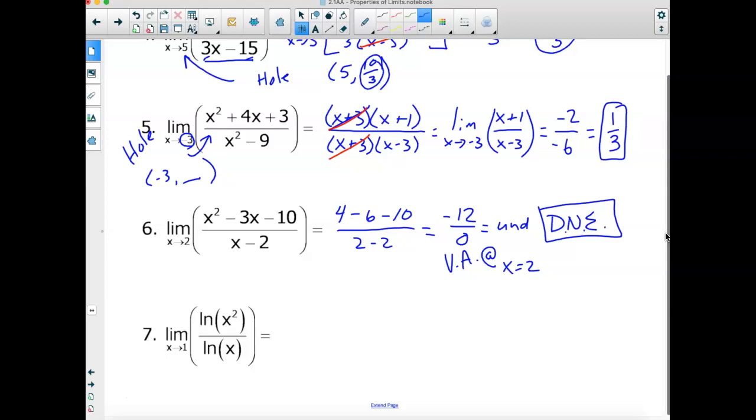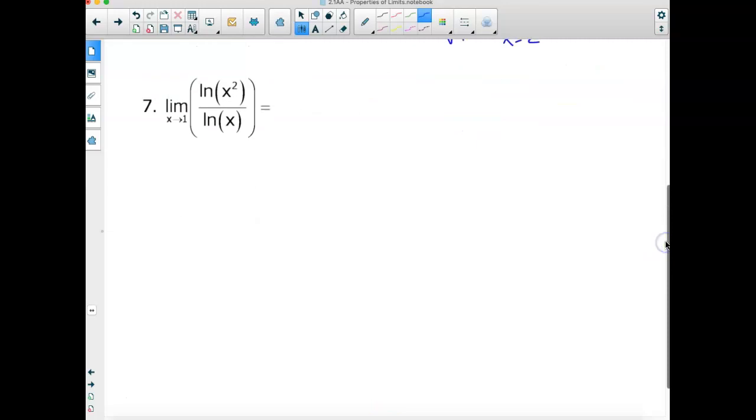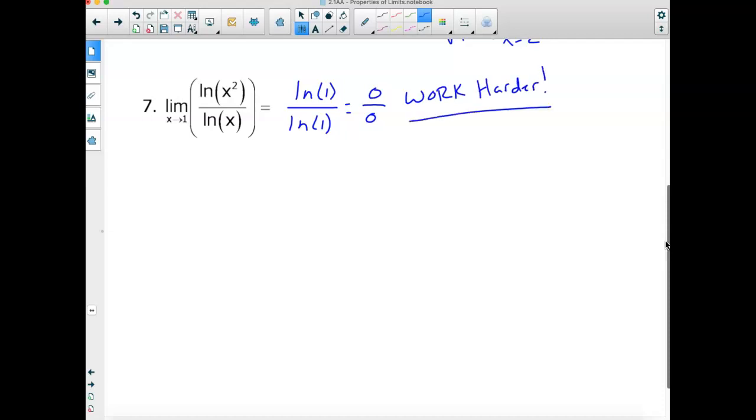Okay? The very last one that we got here. I don't know if you remembered your logs or not, but when I direct substitute in, 1 squared is 1, what is the ln of 1 divided by the ln of 1? And it's not 1. We have to evaluate. The natural log of 1 is 0. Natural log of 1. Work harder. How do I work harder on here? I don't know how to factor logs. Oh, you've forgotten your log properties now, haven't you?